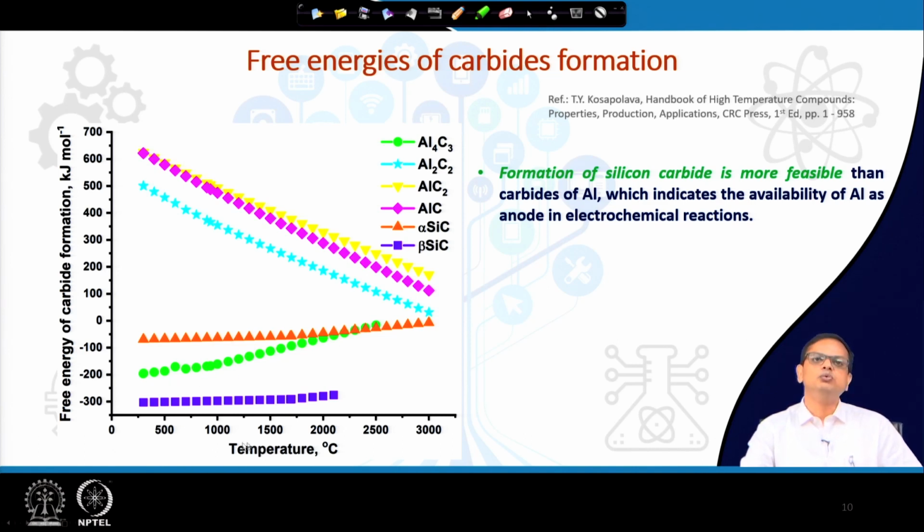So, you want to see which carbide formation is energetically favored, thermodynamically favored. For all the different kinds of carbides you can plot the free energy curves, and you can see this one coming from beta silicon carbide has the lowest energy requirement, and then you have this green one coming from aluminum carbide. So, these two are the easiest to form from the point of view of thermodynamics. All right, let us move on.